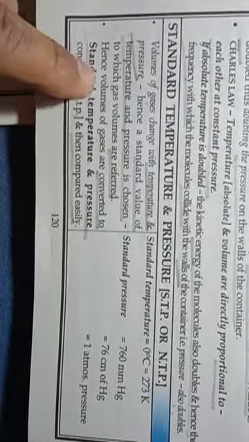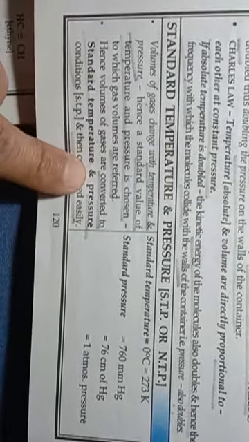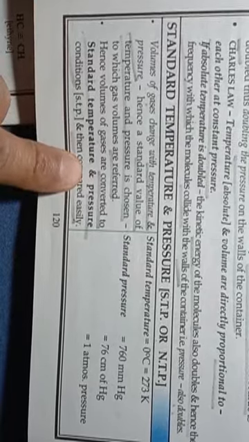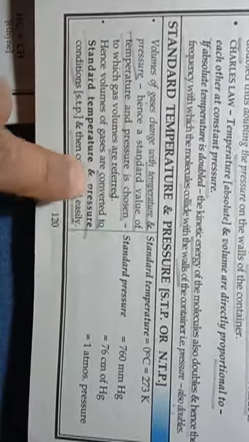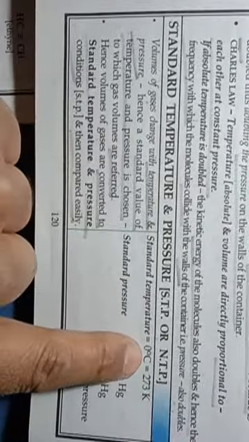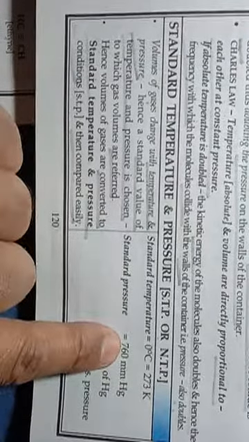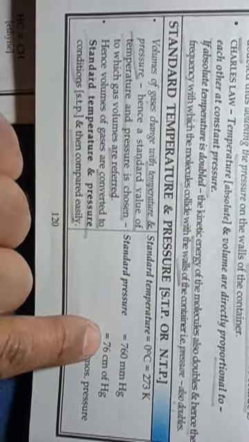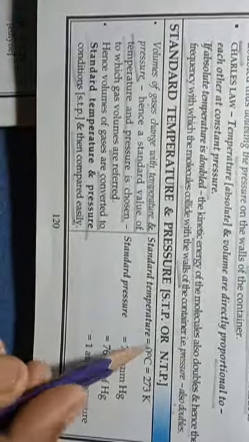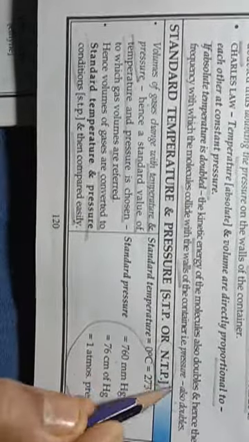Okay, so when you are solving any numerical related to gases, first you have to convert all the given conditions of temperature and pressure into standard terms. Standard temperature is equal to 0 degree Celsius, which is 273 Kelvin, and standard pressure is 760 mm Hg, which is again equal to 760 cm of Hg or 1 atmosphere pressure. Okay, so these are the values of STP for temperature and pressure, and these are also the values of NTP.